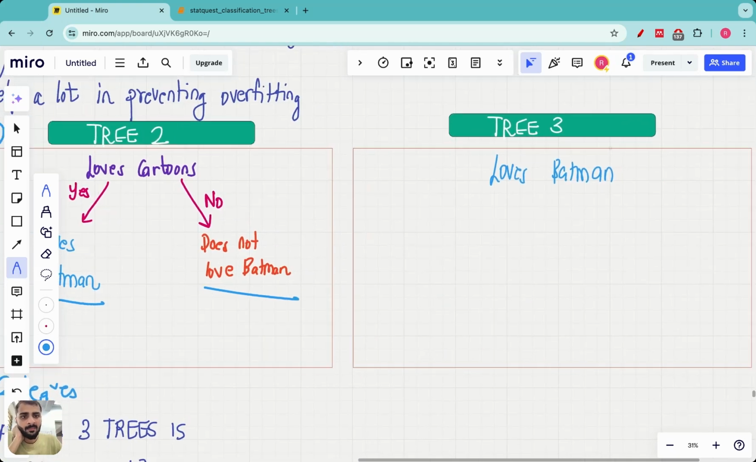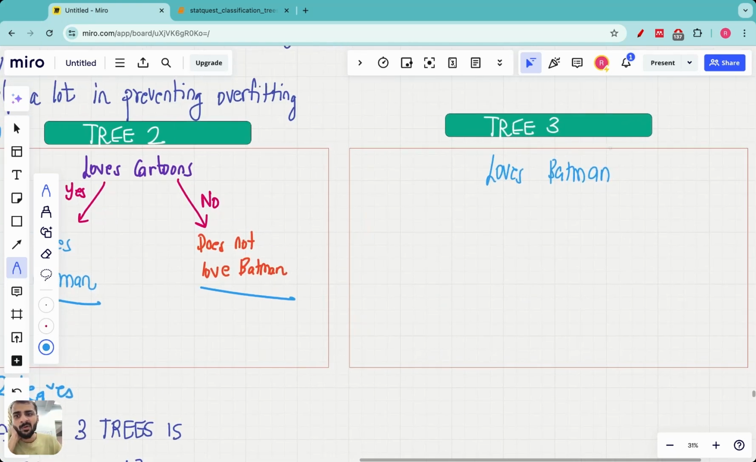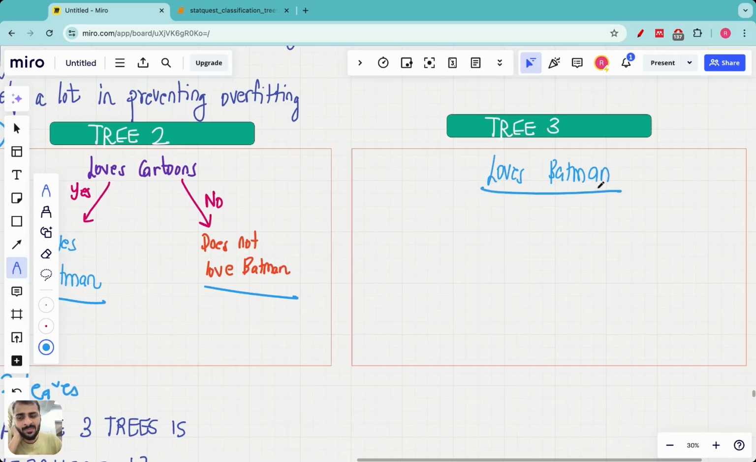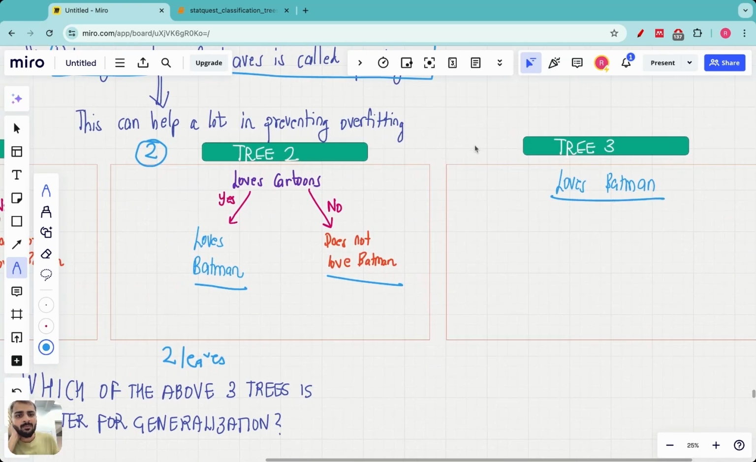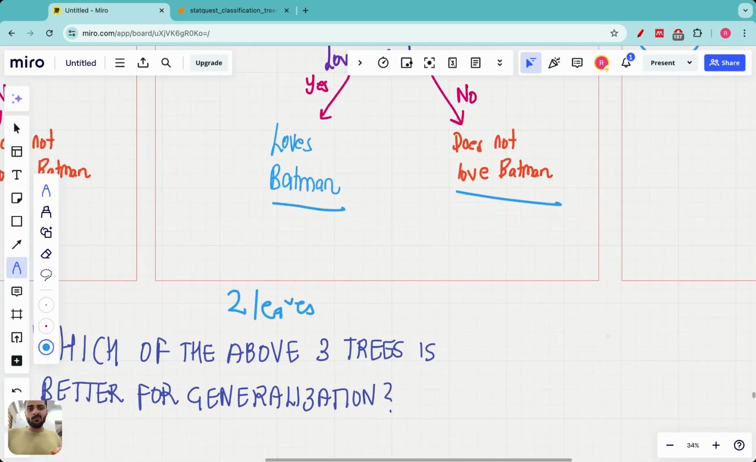And now let's look at tree number three. Tree number three has only one leaf, which is that no matter what data we have, we are going to say that everyone loves Batman. That is tree number three. So here I'm going to say three, and I'm going to say this has only one leaf. So tree number two and tree number three are pruned trees, which means they have less number of leaves.